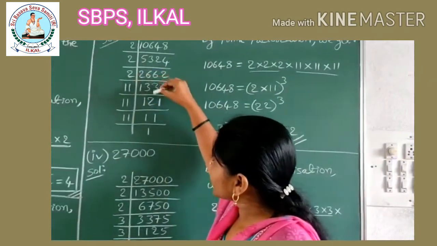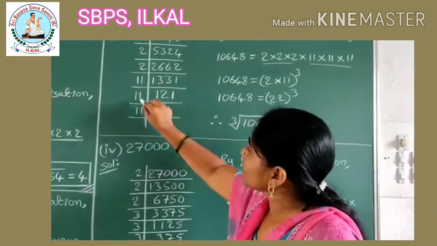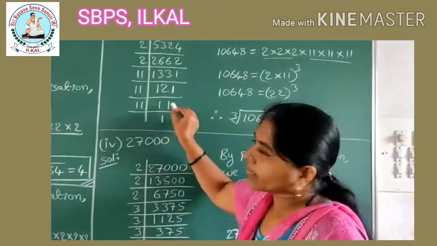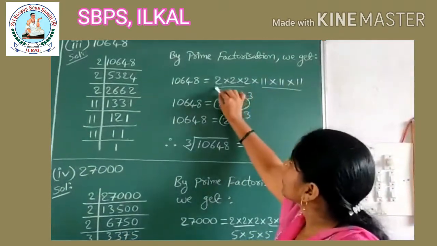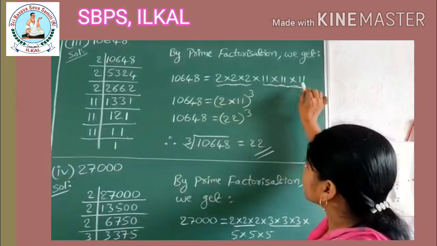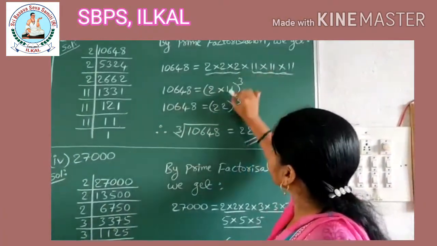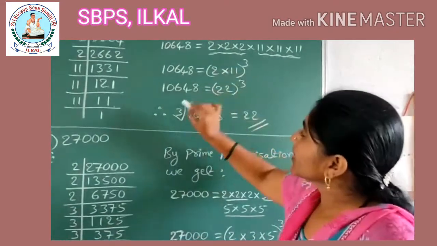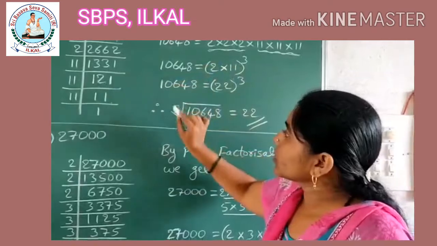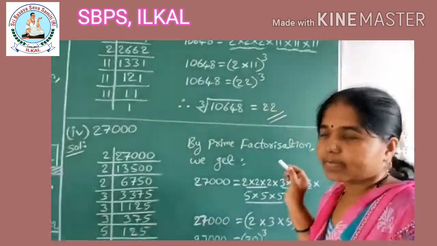Okay, dividing by 11, 11 1s are 11, 11 2s are 22, 1 will remain, again 11 1s are 11. By prime factorization we get, make it a group of 3 children after writing. Then 10,648 is equal to 2 into 11 whole cube we can write. 11 2s are 22 cube. Then this 3 when you transpose, cube root of 10,648 is equal to 22.